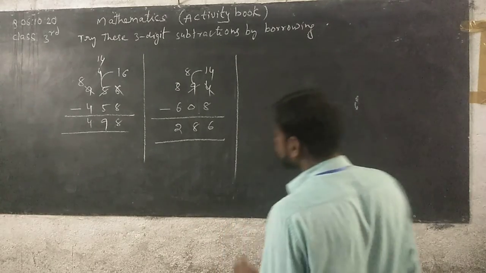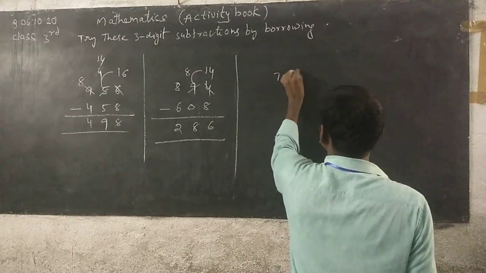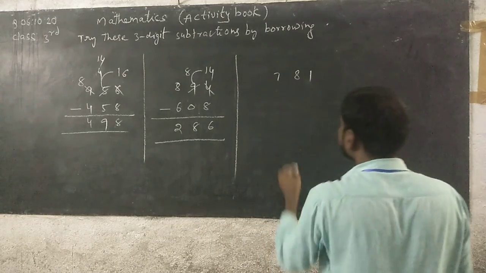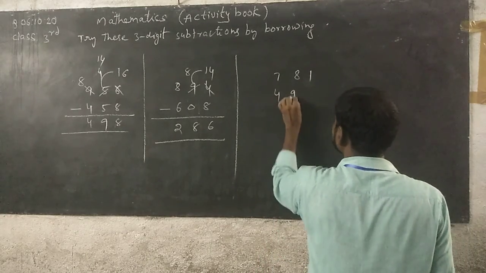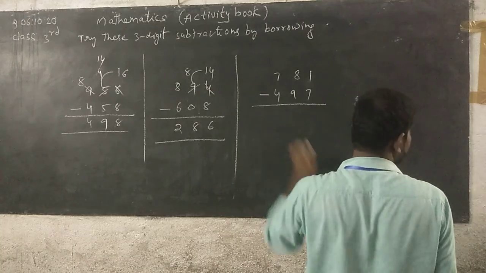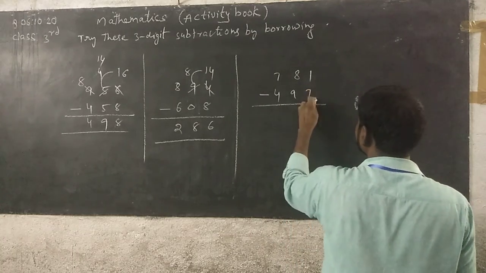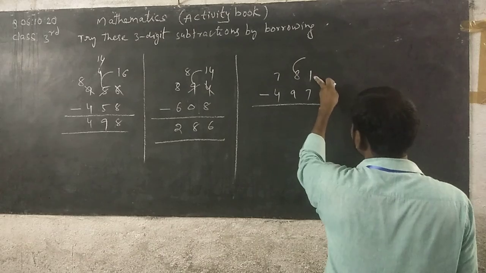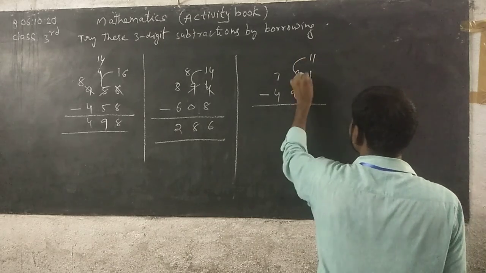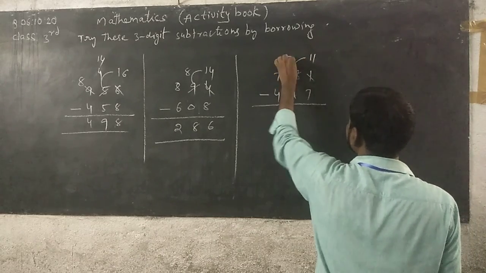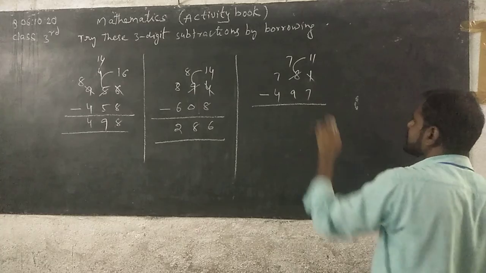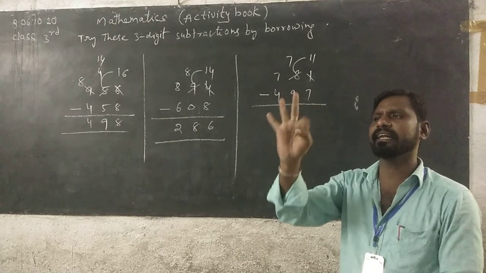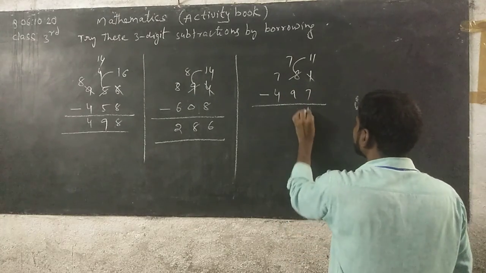8 minus 6, you get 2. Next, 781 minus 497. First subtract the digits in ones place. 1 minus 7, not possible. Take borrowing from 8, it can give 10. 10 is added to 1, you get 11. Next, 8 can lose 1, here 7. 11 minus 7, 4. You can count 7 after 8, 9, 10, 11. 4, write down under ones column.